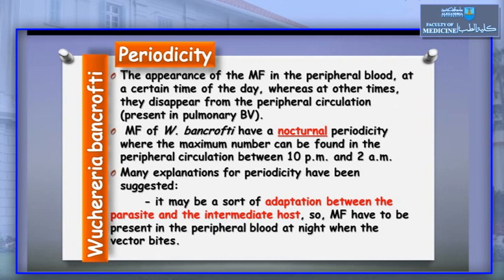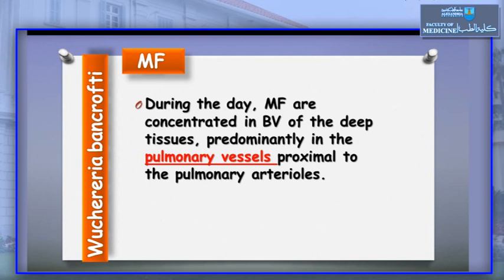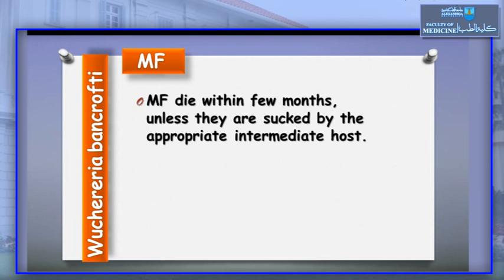the peripheral circulation only between 10 p.m. and 2 a.m. Many explanations for periodicity have been suggested. One of them is being a sort of adaptation between the parasite and the intermediate host, so microfilariae have to be present in the peripheral blood at night when its vector bites. During the day, microfilariae are concentrated in the blood vessels of the deep tissues, predominantly in the pulmonary vessels proximal to the pulmonary arterioles. Microfilariae die within a few months unless they are sucked by the appropriate intermediate host.